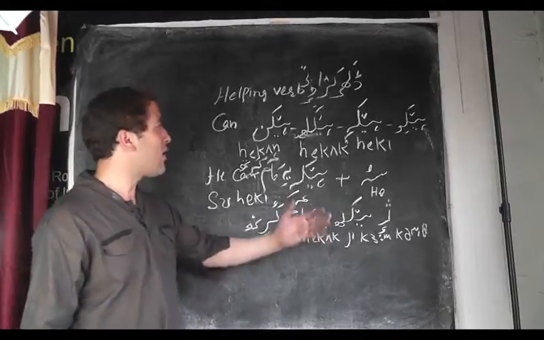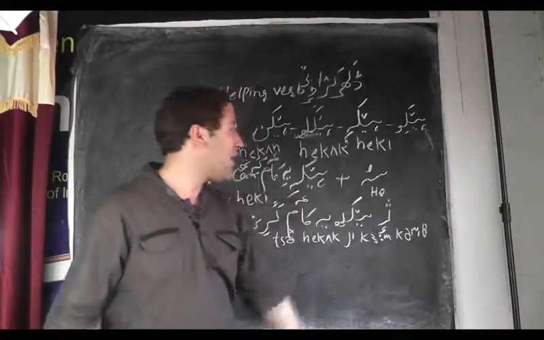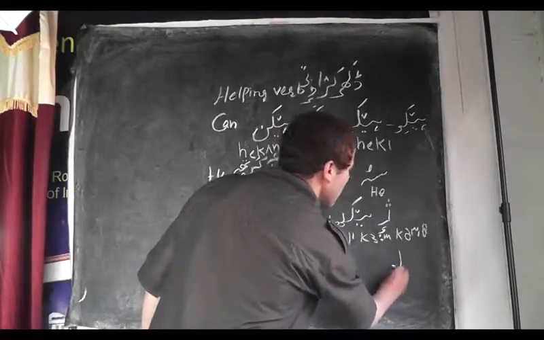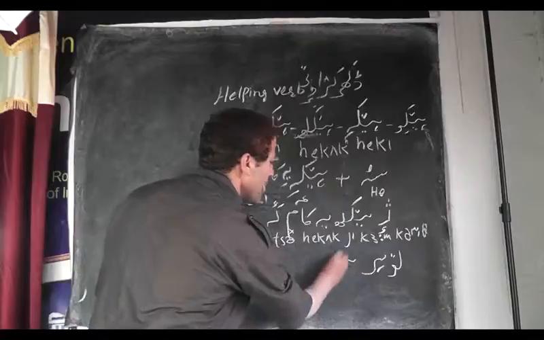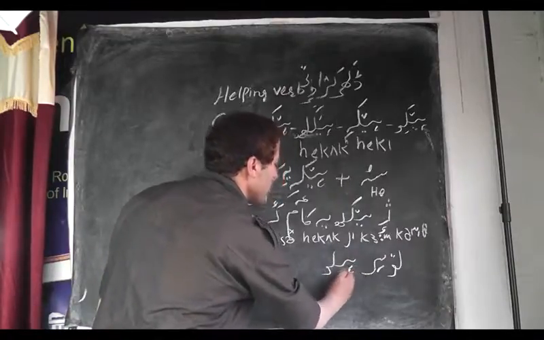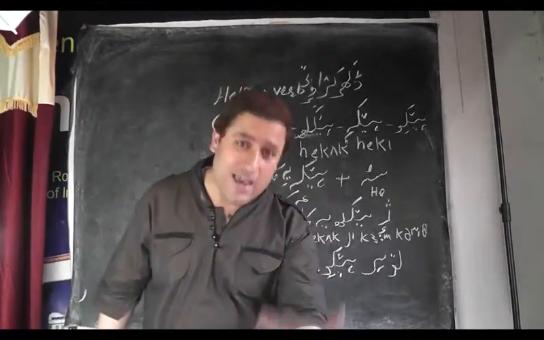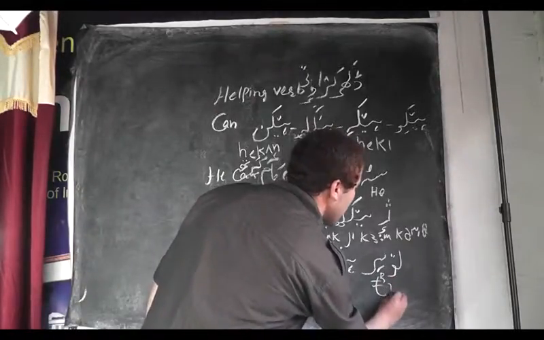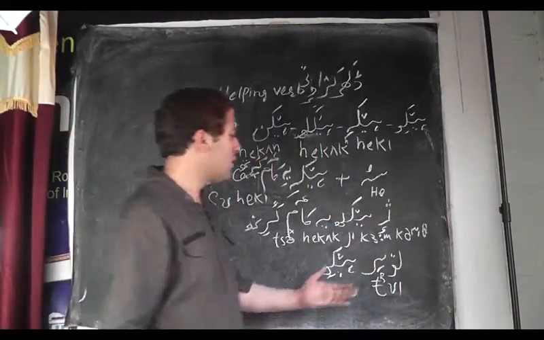Now, when we use it with the subject you as a plural, tui, we don't use hekak, but we use hekyi. Tui hekyi ye kam karit. Tui hekyi. You can do this work. Tui is a bit aspirated here, and then it's like this. Now we have ts, tui.